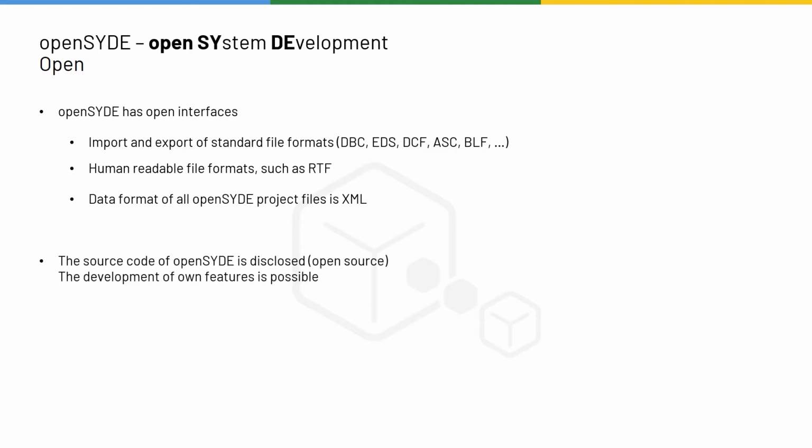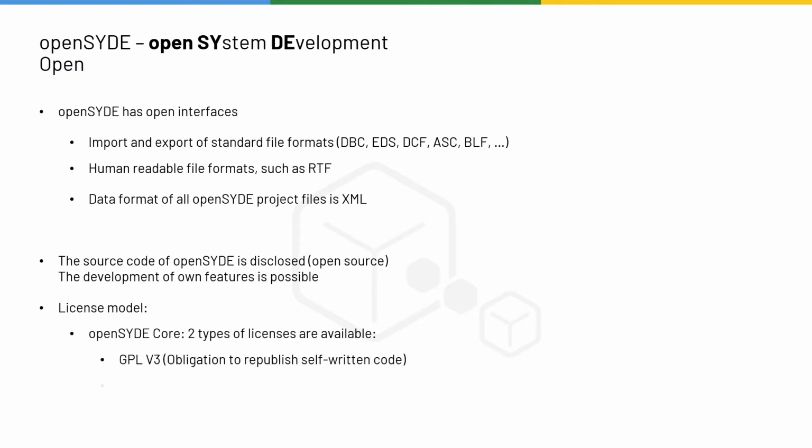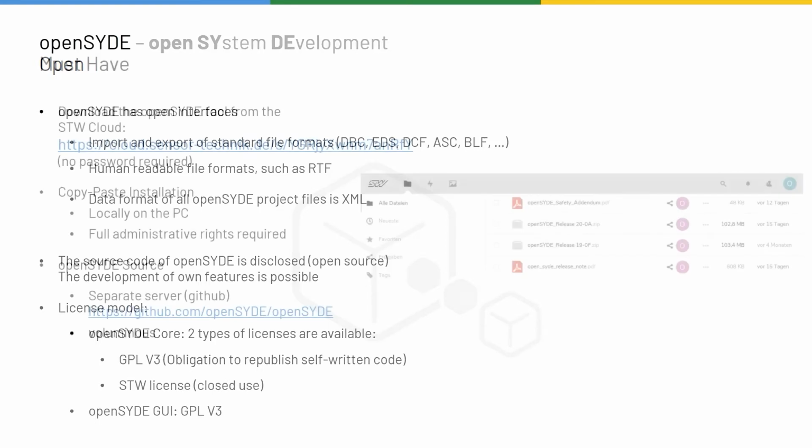On the other hand, openSYDE is an open source project. This means that the source code of our tool is open, and thus our customers have the opportunity to develop their own functions for the program. The source code is published on GitHub. We differentiate between different license models for the openSYDE core, which represents the actual functionality of the openSYDE tool, and for the graphical user interface.